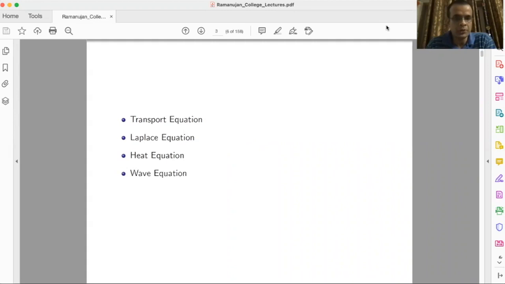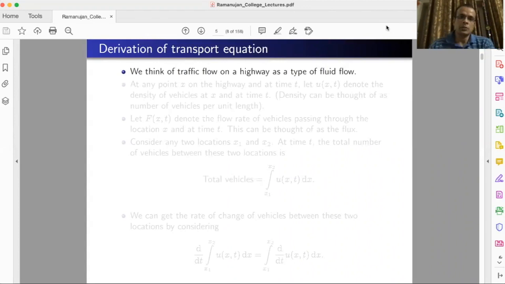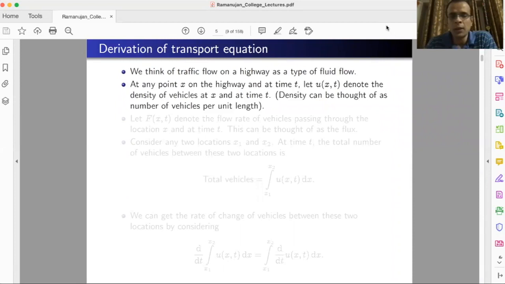All right, so let's first consider the transport equation. So we actually get into the aspects of derivation of the transport equation, how it actually comes up in certain modeling. For instance, one classic example is in terms of modeling traffic flow. So we think of traffic flow on a highway as a type of fluid flow. And let's say at any point x on the highway and at time t, let u(x,t) denote the density of vehicles at x and at time t.